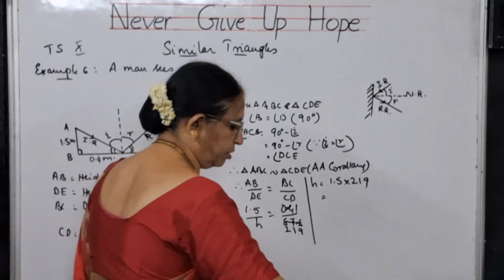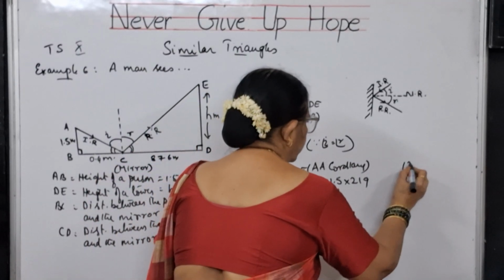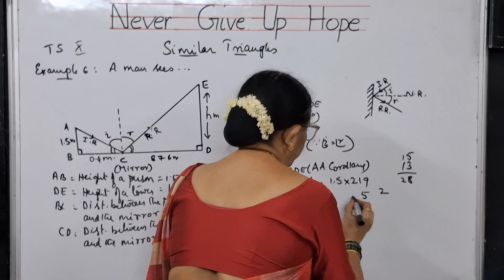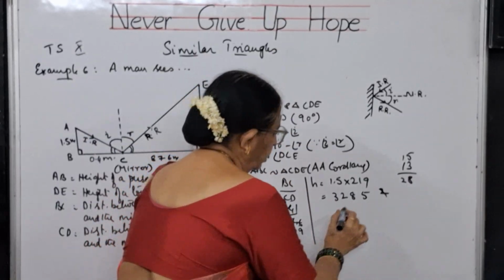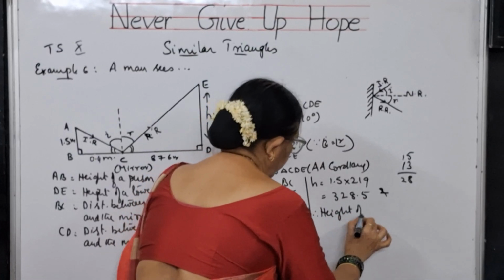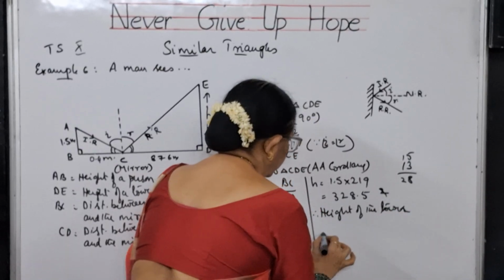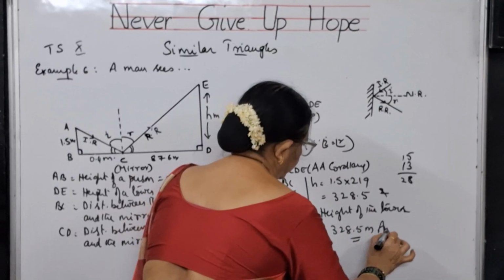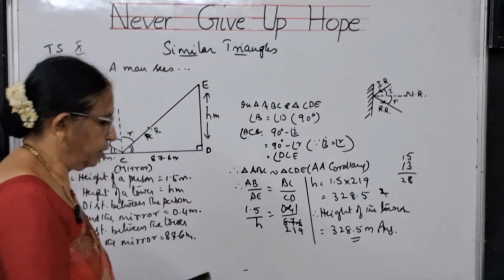Okay, so how much are you getting here? 15 nines are 135. 15 ones are 15. 15 twos are 30, plus 2 is 32. So 328.5. Therefore, the height of the tower is equal to 328.5 meters, that is the answer, children. Please note it down.